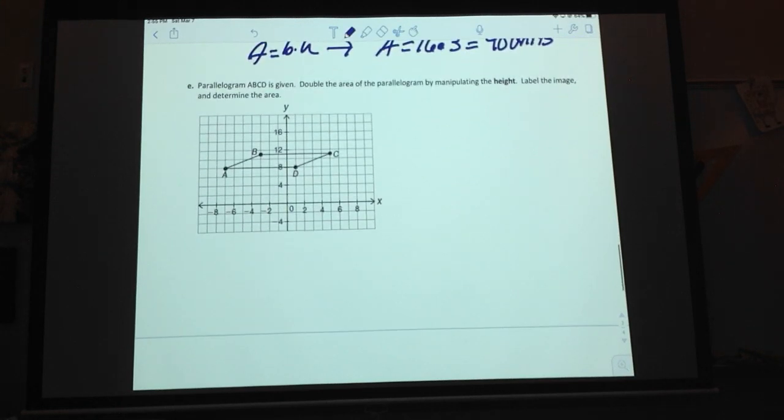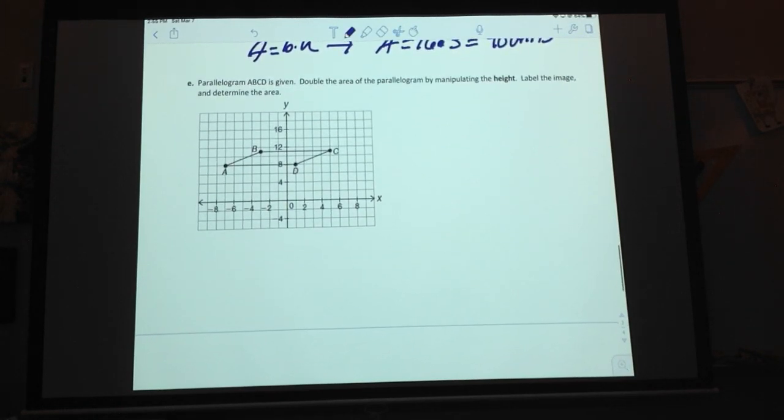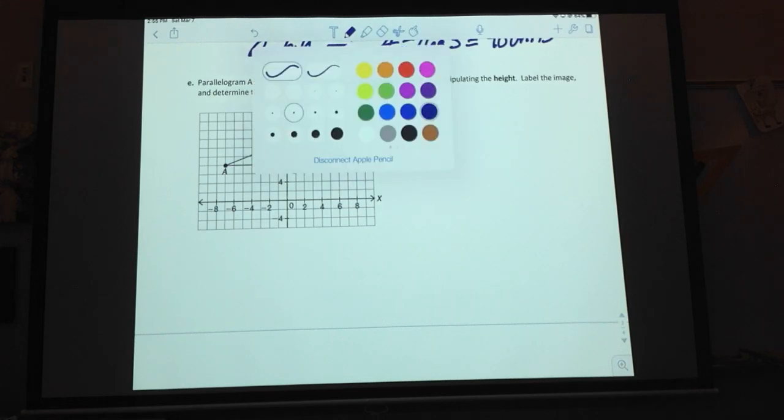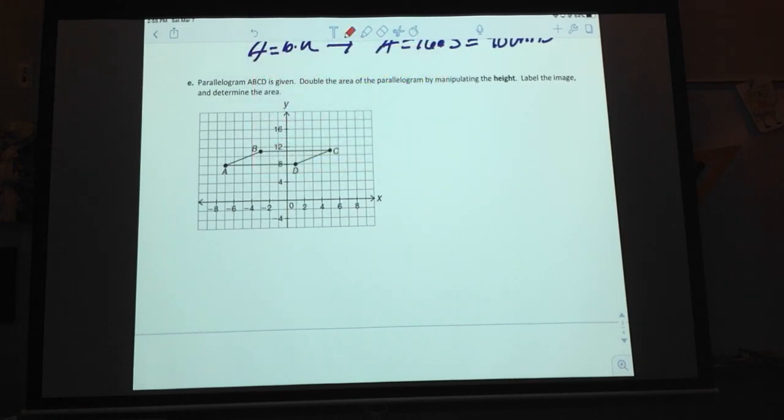E, looks like the last problem. Parallelogram ABCD is given. Double the area of the parallelogram by manipulating the height this time. Label and determine the area. All right, so let's do this. Well, we know right now in its current state that the height is 3, right? I'm going to label that E. And we know that that is currently 3 units up, right? 3 units.